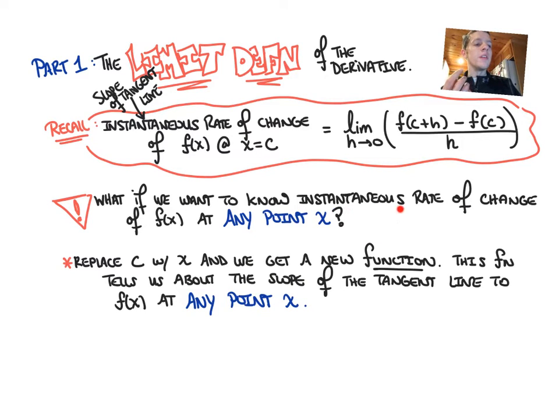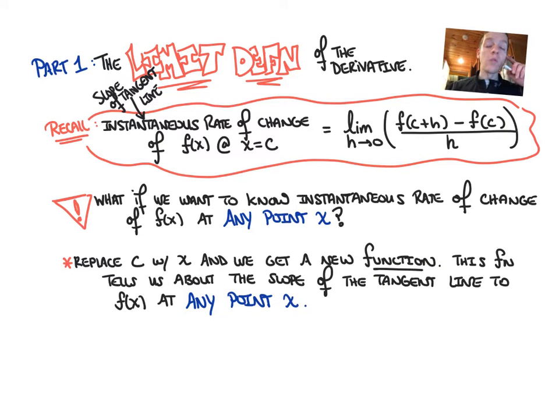The question that's going to lead into our definition of what a derivative is: what if we want to know these instantaneous rates of change at any point x? So not just at a fixed point c, but at any point x. So you look at this limit definition up here, and we're going to replace that c with an x because we don't want to actually specify a c. We want it to be a general way for us to determine these slopes or these rates of change for any x. So if we replace that c with an x, we generate a new function.